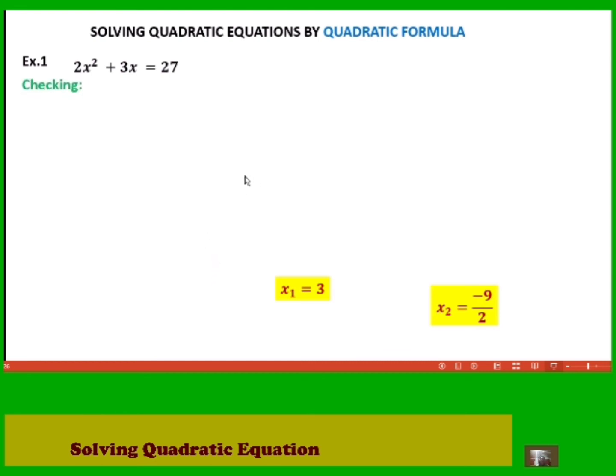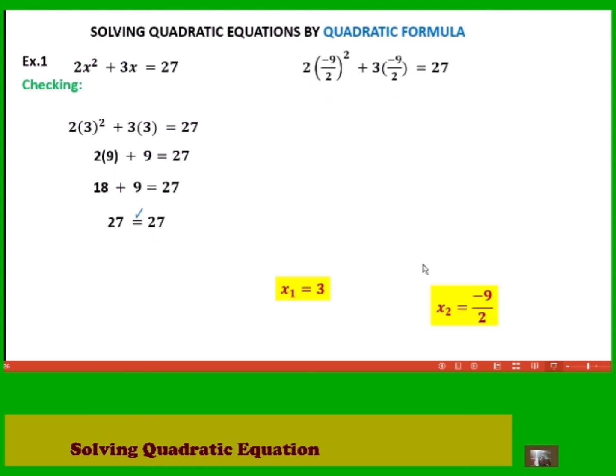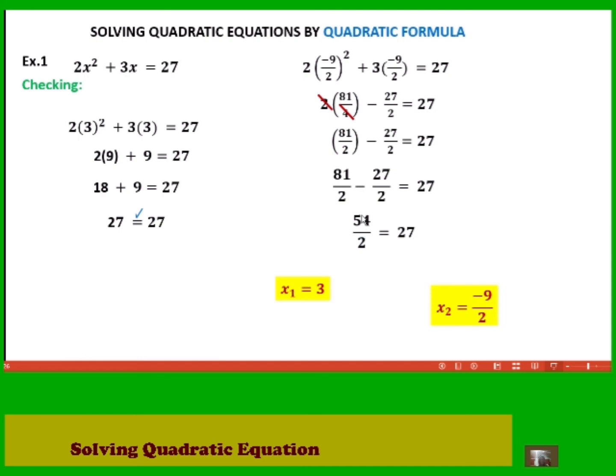Let us check the answer. Using the original equation, if x is equal to 3, 3 squared is 9, 3 times 3 is 9, 2 times 9 is 18, 18 plus 9 is 27. If x is equal to negative 9 over 2, negative 9 over 2 squared is 81 over 4. Positive 3 times negative 9 is negative 27 over 2. Cancel out 4. That is 81 over 2. 81 minus 27 is 54. 54 divided by 2 is 27. So they are equal.